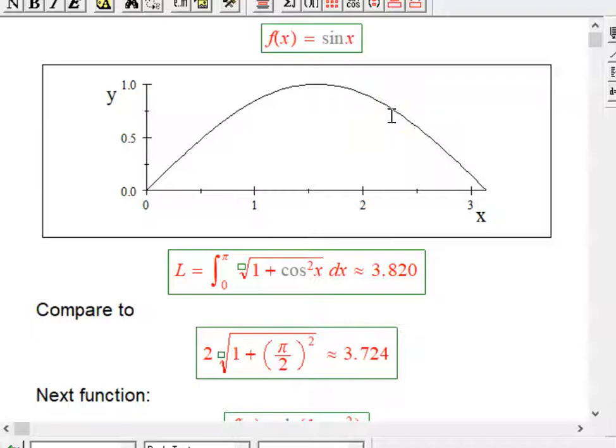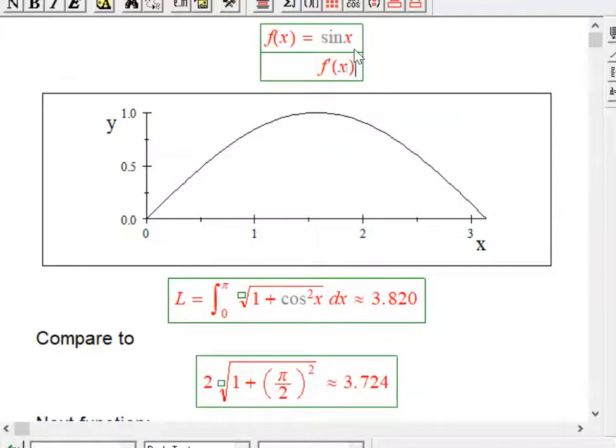I'll go ahead and go to the workspace at this point. So let's say f of x equals sine x. Then f prime, of course, is cosine. I guess I'll put that in, but we know that pretty well. And here's the graph. And for any arc length problem, if you are looking at a graph of it, you get some idea of the length.